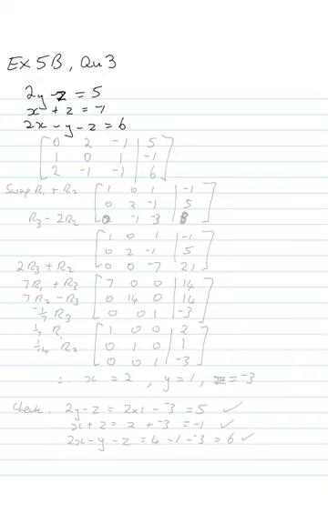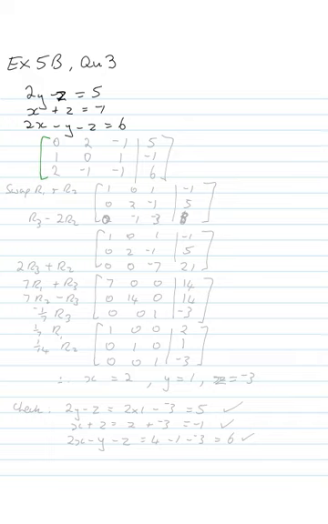This is question 3 from chapter 5b. We're given the three equations here and we're asked to solve for x, y and z by Gaussian elimination. So first step, we need to express that in matrix form. So using the coefficients of x, y and z, we're going to fill out the matrix.